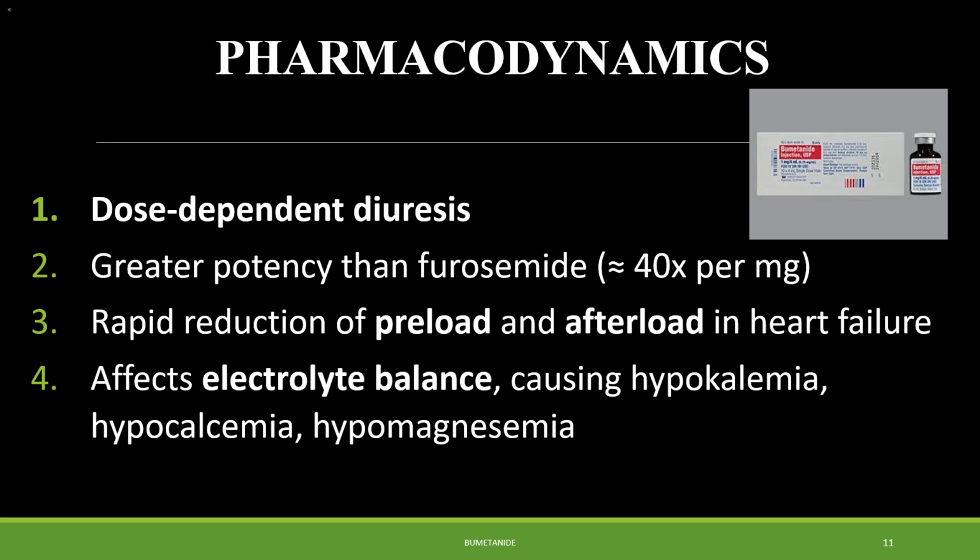3. Rapid reduction of preload and afterload in heart failure. Bumetanide quickly helps reduce heart workload in heart failure. 4. Affects electrolyte balance, causing hypokalemia, hypocalcemia, hypomagnesemia. Bumetanide can lead to low levels of these electrolytes.